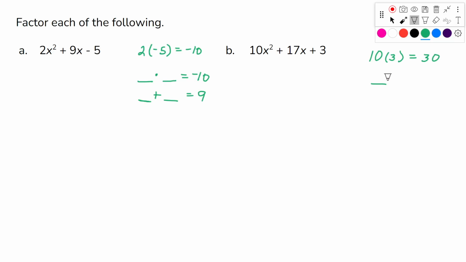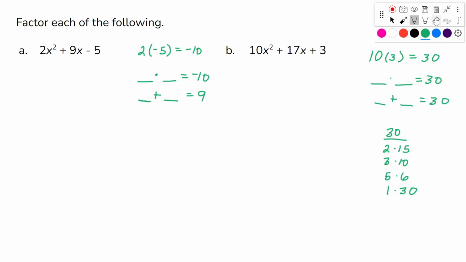So what two numbers will multiply to give me 30 that will combine to give me 17? If I think of my factors of 30, we have 2 times 15, 3 times 10, 5 times 6, and the one that I almost forgot that many people tend to forget is the 1 times 30.